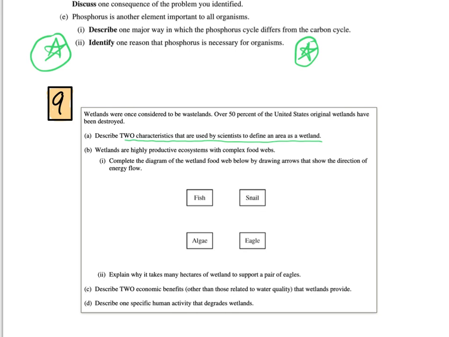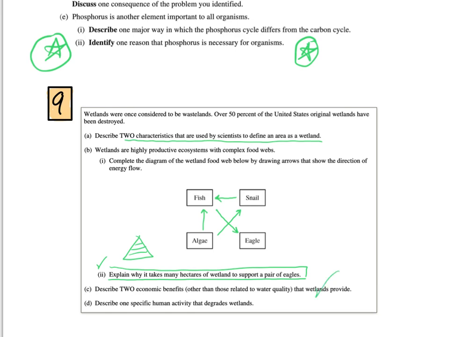And then, so if we were to do this, this is going to happen here. This is going to go here. This is going to go here. This is going to go here. It's likely to do that. Eagle is not going to be eating snails and algae. So why does it take so many acres? This goes back to this issue and a law of thermodynamics.